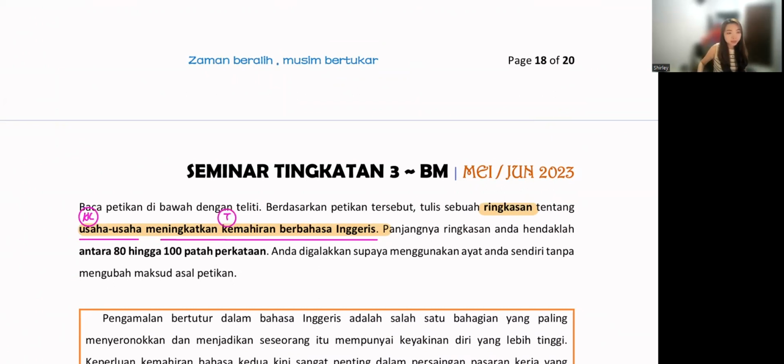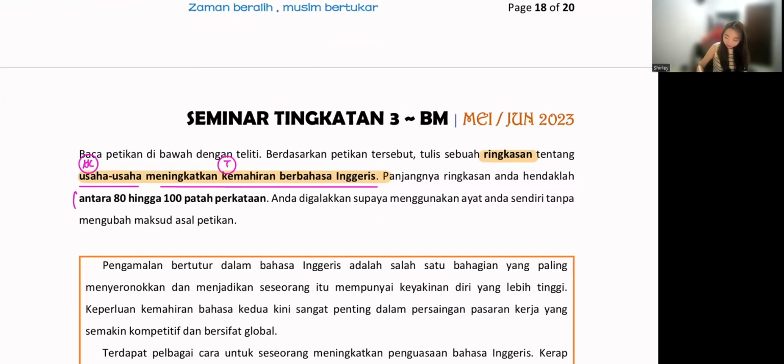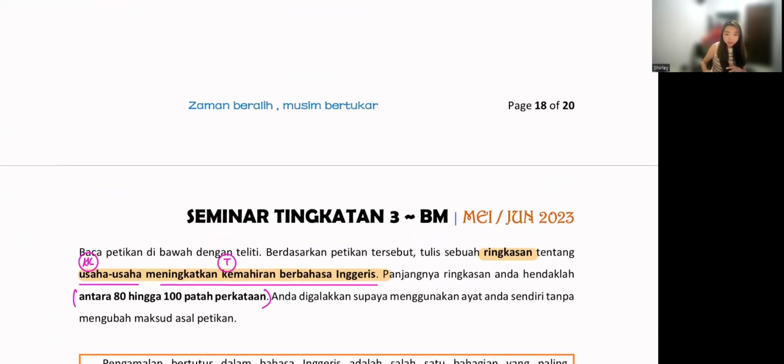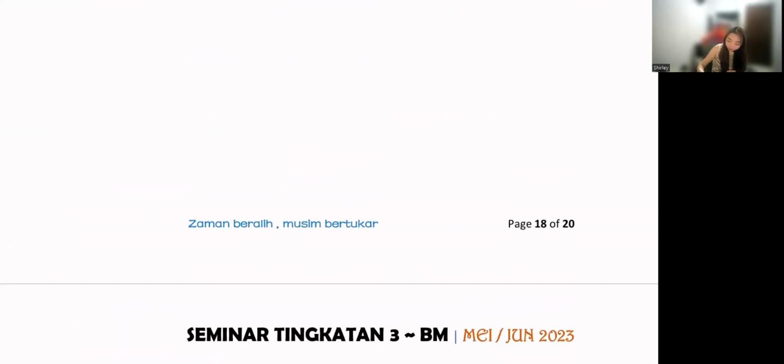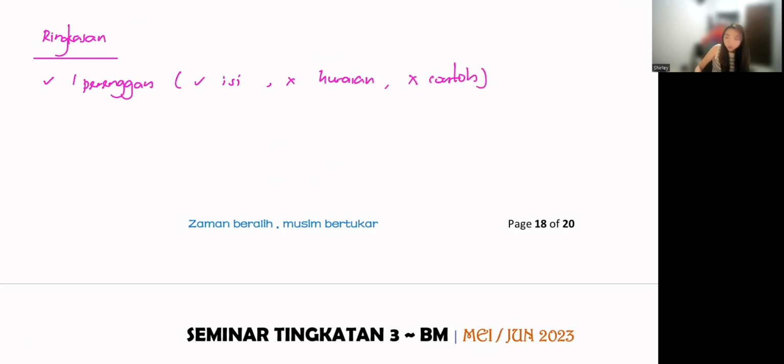Okay, clear? And then how many words? This is the word limit, but let me tell you one thing. Basically, this is what will be given in the exams in the questions itself. But when it comes to ringkasan, how many paragraphs do you need to write for that? It's one paragraph only. And in this one paragraph for ringkasan, you will only have isi. You have no huraian and no contoh. No explanations, no examples. It is only the point.